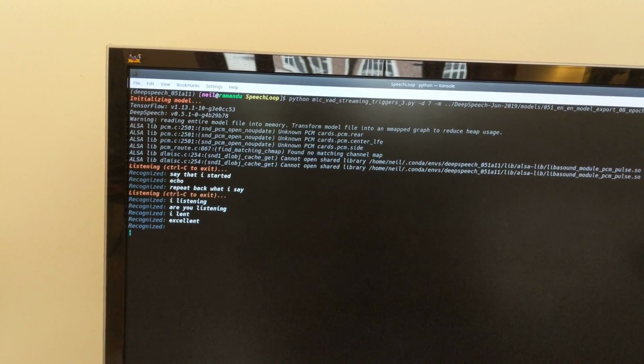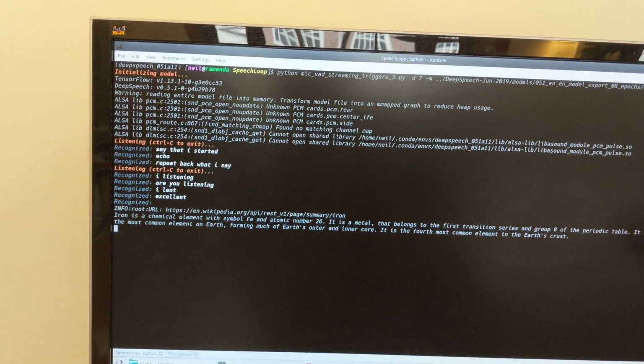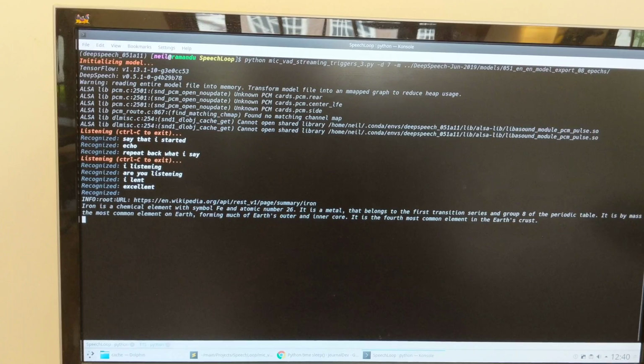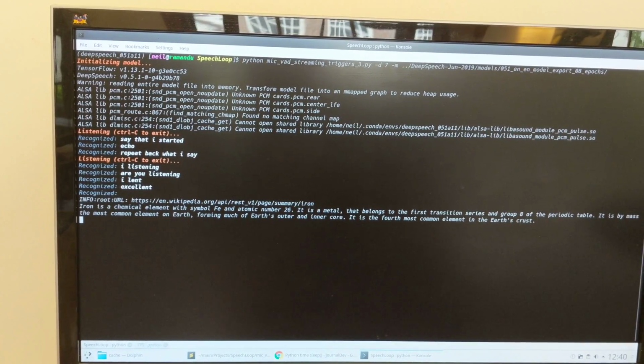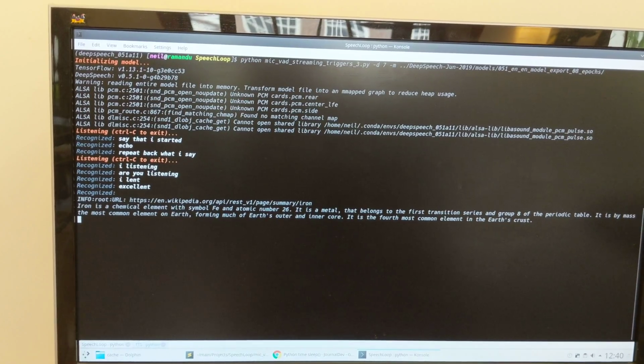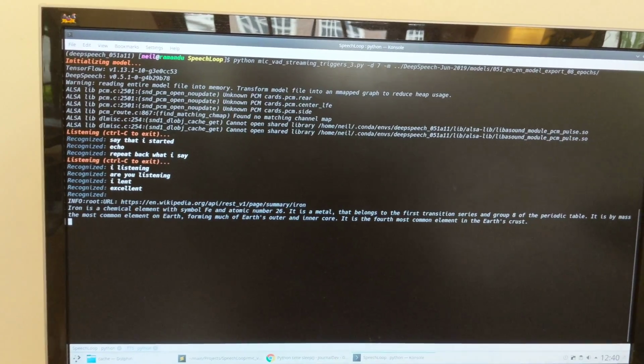Tell me about iron. Iron is a chemical element with symbol Fe and atomic number 26. It is a metal that belongs to the first transition series in group 8 of the periodic table. It is by mass the most common element on Earth. It is the fourth most common element in the Earth's crust.